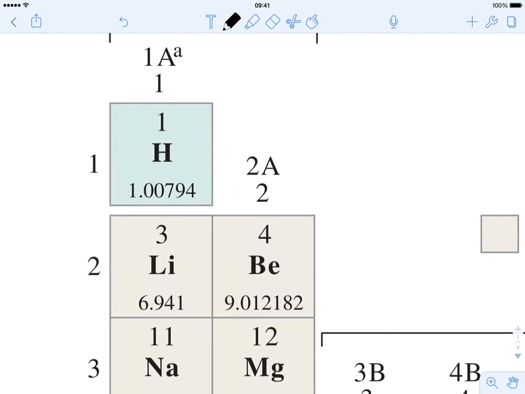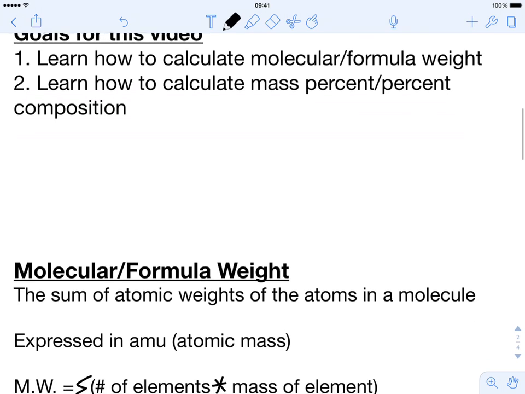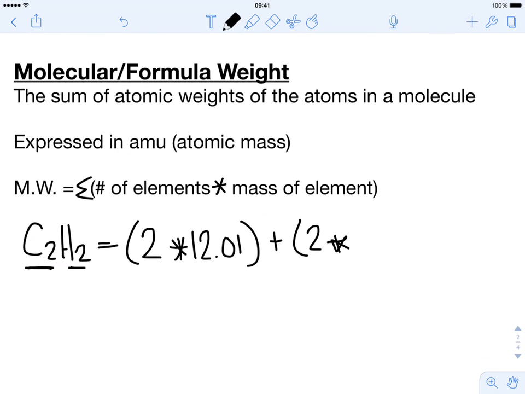12.01. Now I'm going to get the same information for hydrogen. So how many hydrogens do we have here? We have 2. So I take 2 and I'm going to multiply it by the atomic mass of hydrogen. So if we look up at our periodic table, the atomic mass of hydrogen rounded to 2 decimal places is going to be 1.01. So that's what we're going to use for right here.